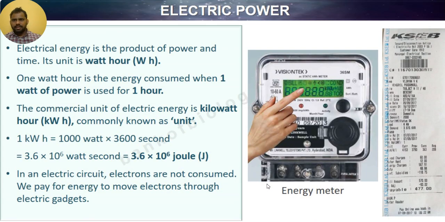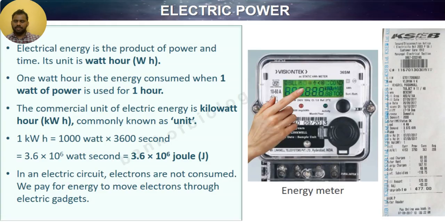Now electrical energy is the product of power and time. Its unit is watt hour. 1 watt hour is the energy consumed when 1 watt of power is used for 1 hour.